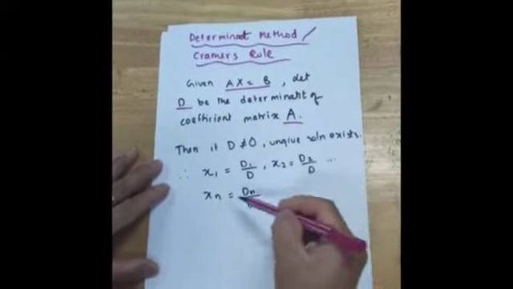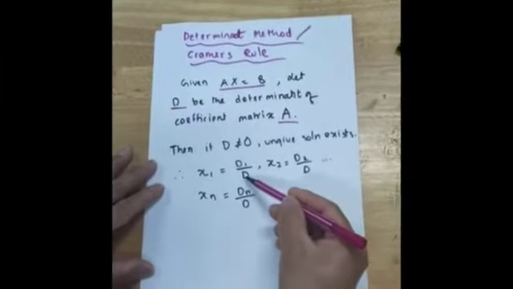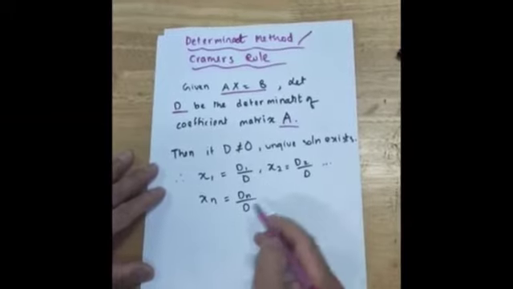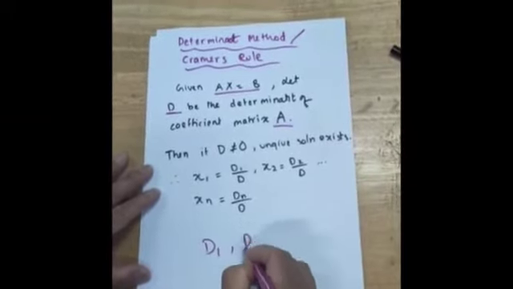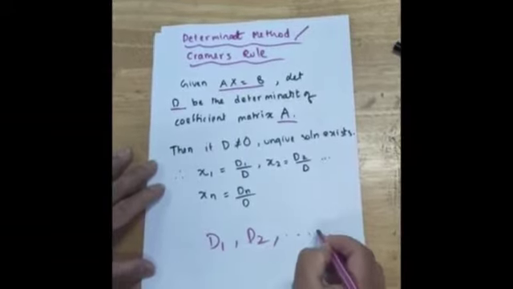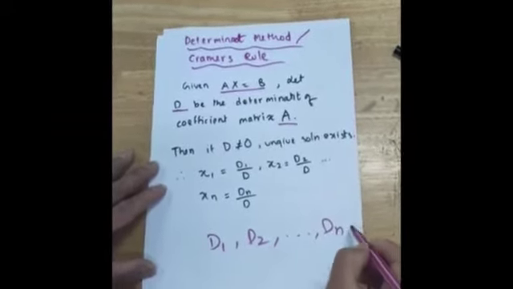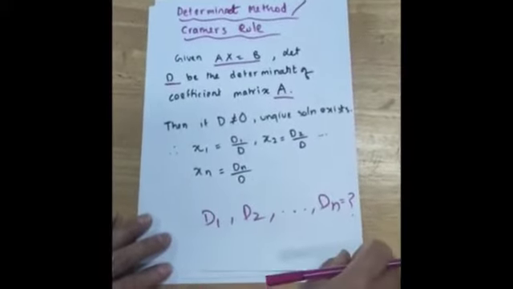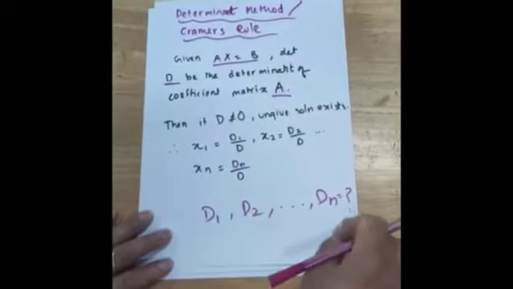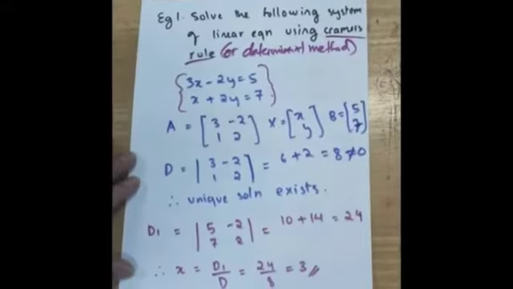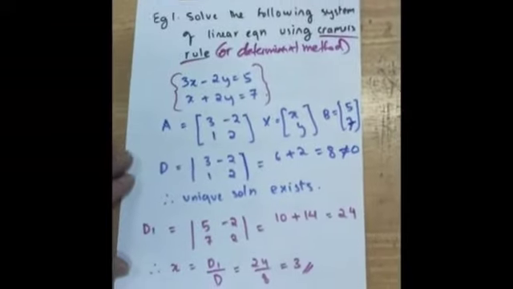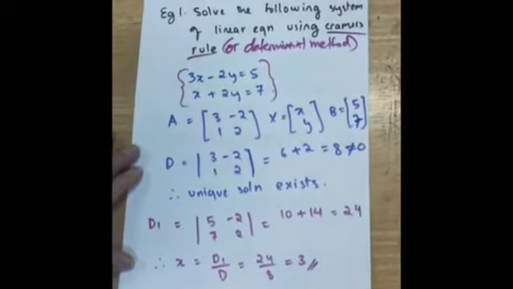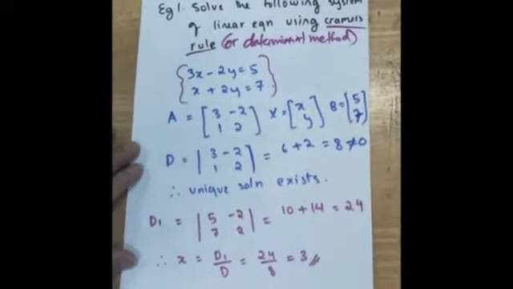In these formulas, you already know how to find d, and the next step is how you obtain the values of d1, d2 and till dn. I will explain how these values are obtained in the example. So now we'll go through the example questions for solving system of linear equations using Cramer's rule or determinant method.